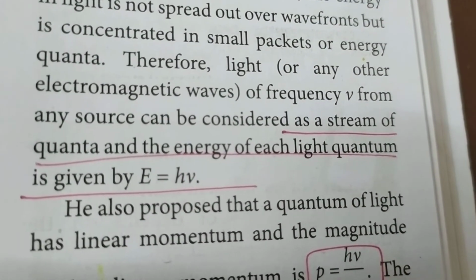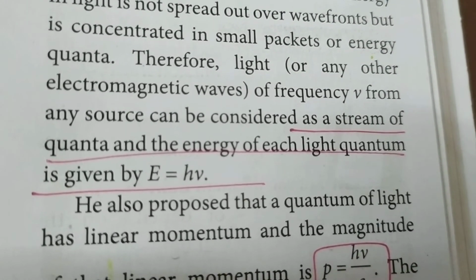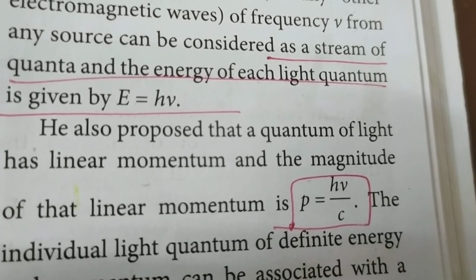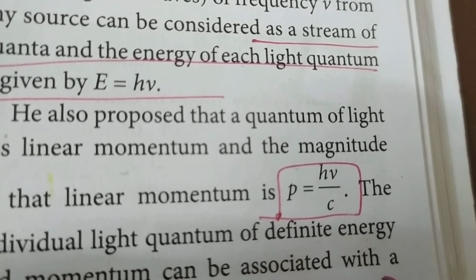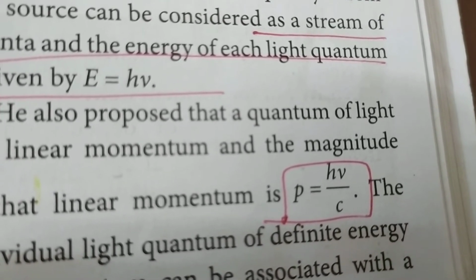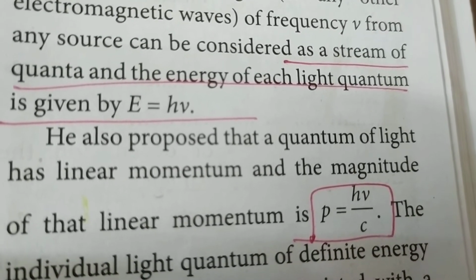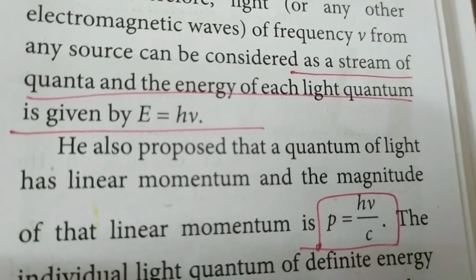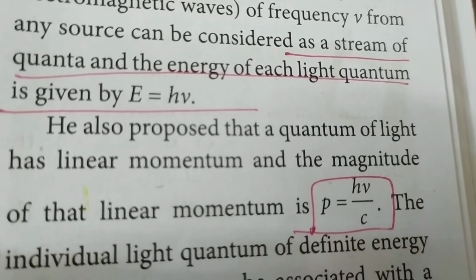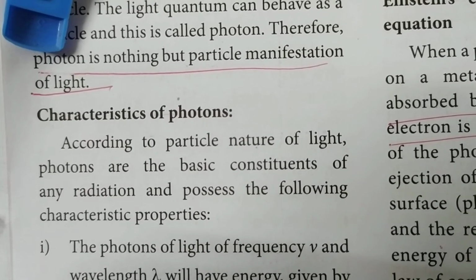Light is an electromagnetic wave, and sometimes it acts as a stream of quanta. That is, it is a stream of particles having energy and momentum. The energy is given by the formula E is equal to h nu, and the momentum is given by P is equal to h nu by C, where h nu is the energy, C is the velocity of light, and P is the momentum. These small packets of energy are called quanta. So a photon is nothing but the particle manifestation of light. That is, light in the form of particles is called a photon.